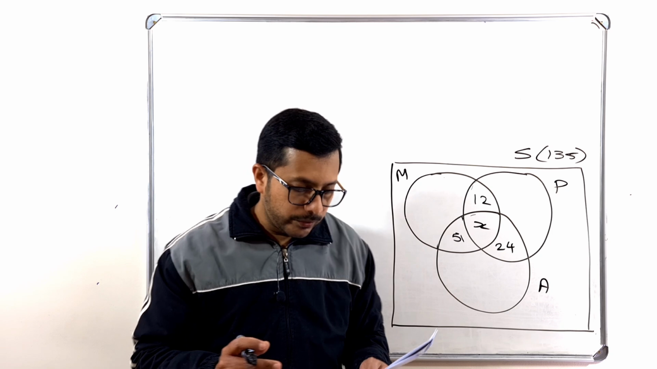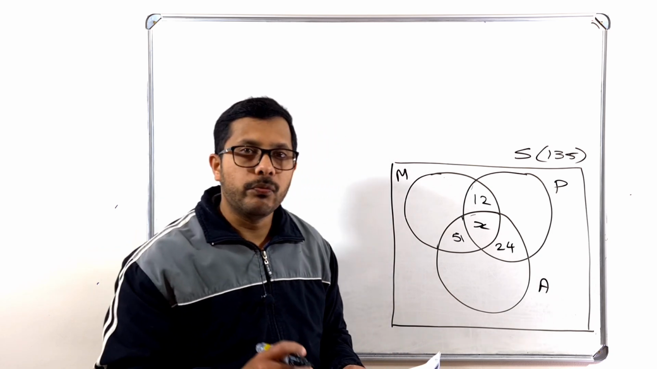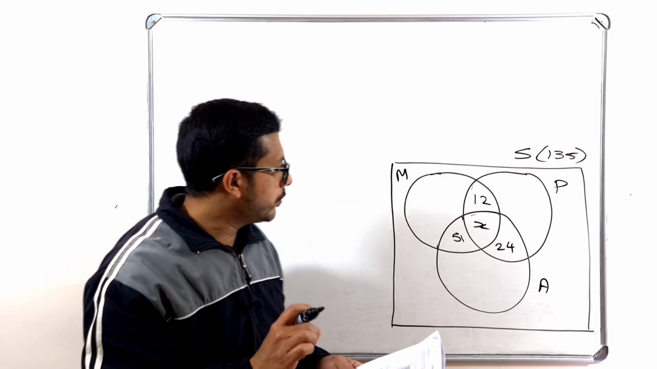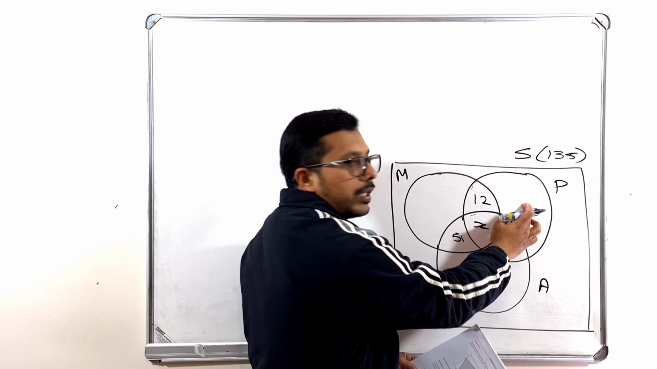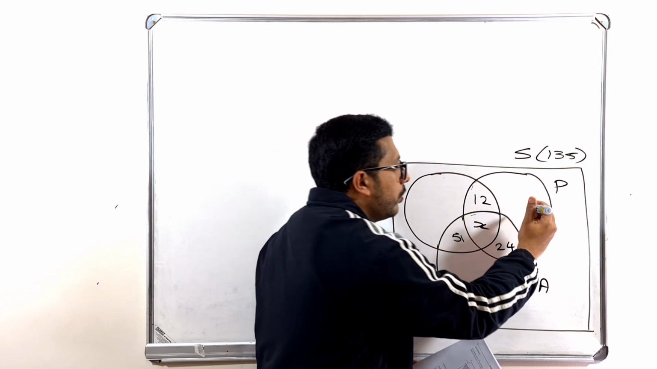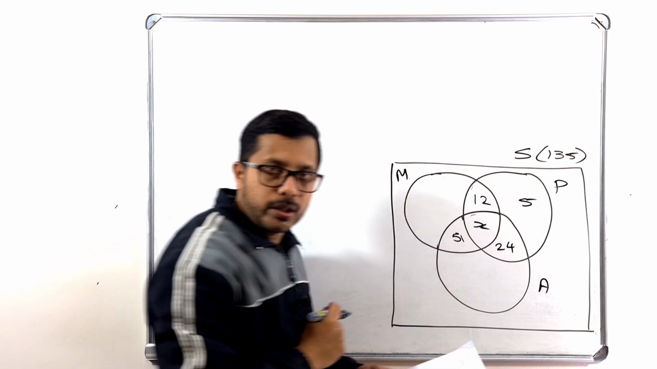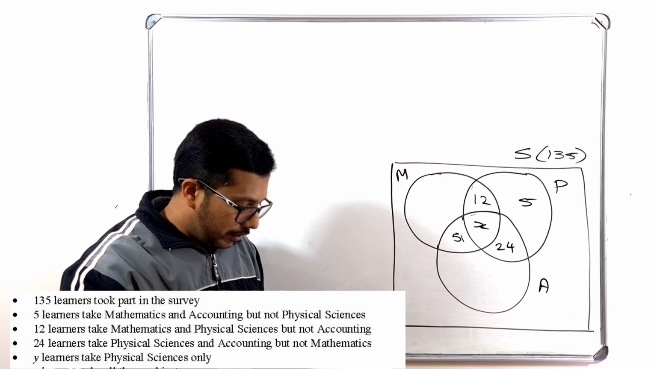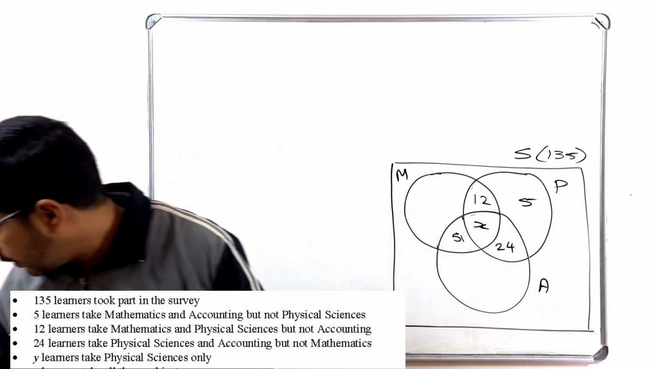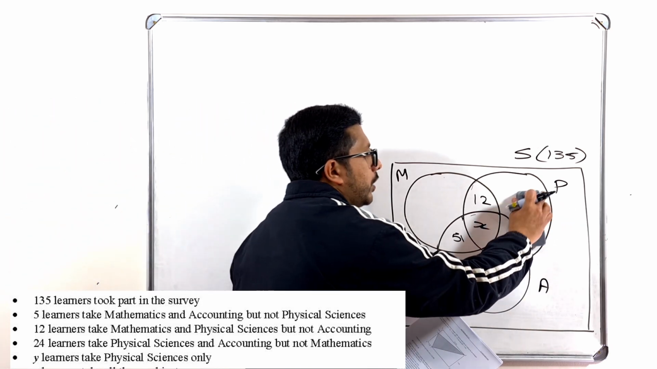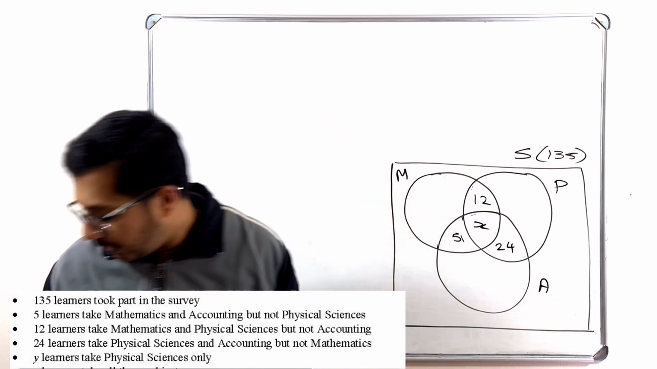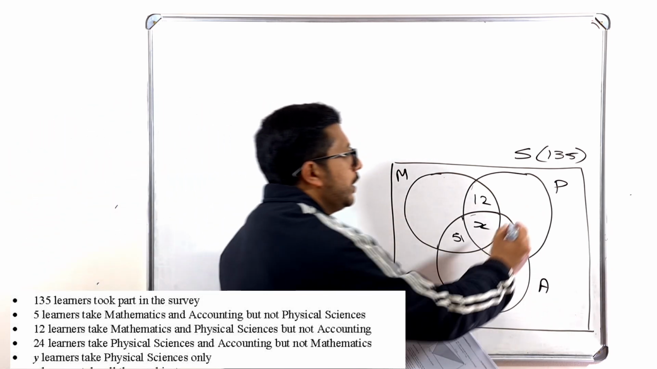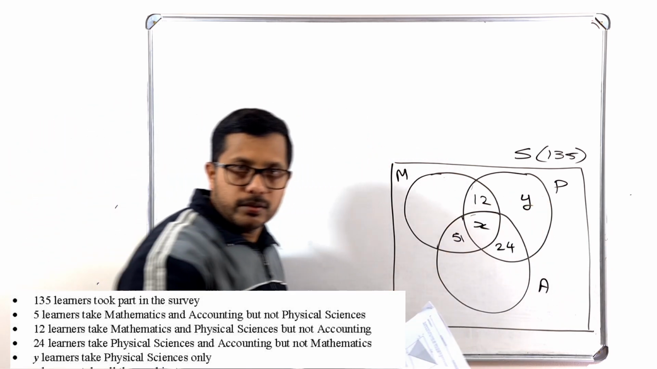Y learners take physical science only. Which one is that? This is the area for physical science only. I mean not 5, sorry for that. Y learners take physical science only. That means this one is Y.